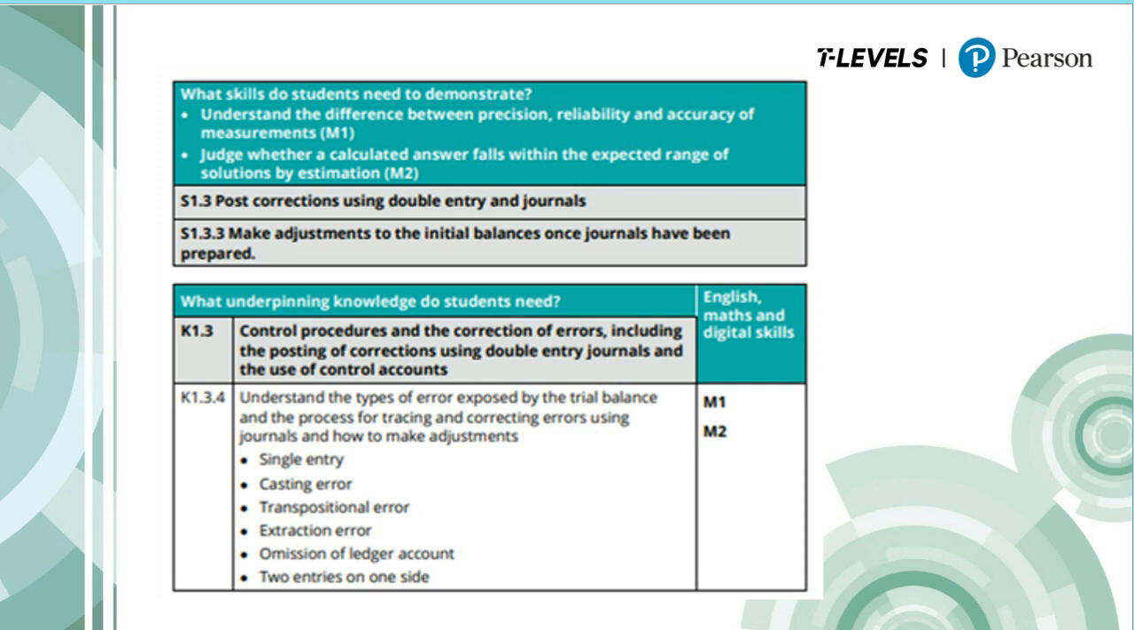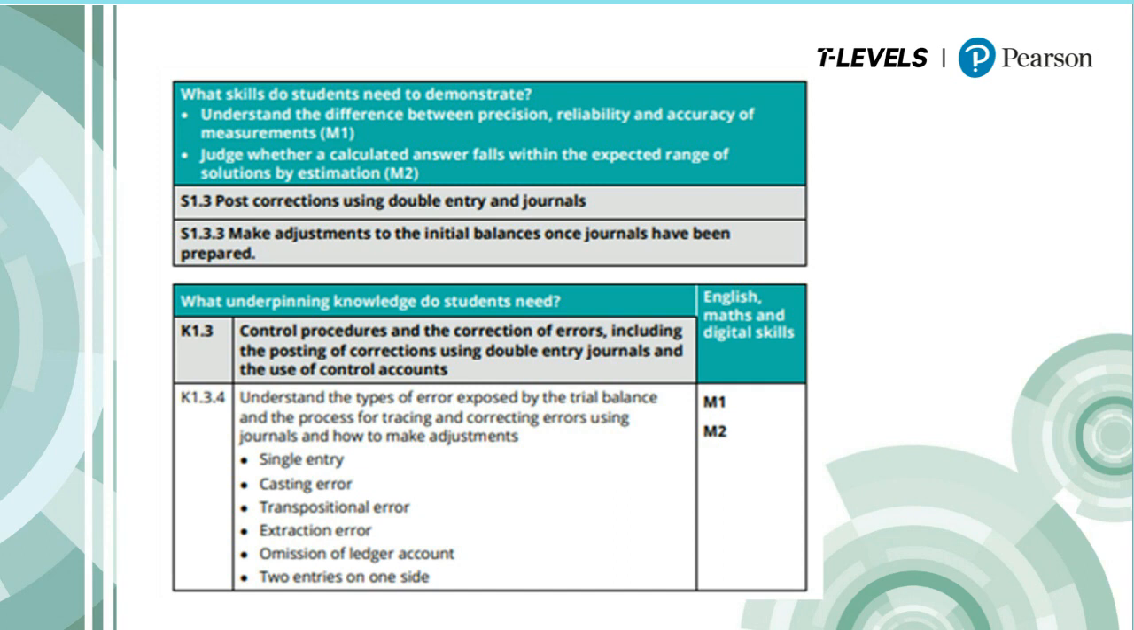Now, in this example, you can see the specialist skill S1.3 and then the sub-skill S1.3.3. It's followed by an extract of underpinning knowledge, so it tells you exactly there the things that they need to understand, be able to know about, and be able to recount and use when undertaking their occupational specialism and on placement. So, for example, K1.3, control procedures and the corrections of errors, including the postings of corrections using double entry journals and the use of control accounts.